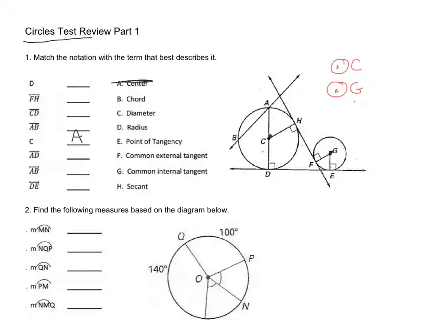Now a chord is really any segment that goes from edge to edge of the circle. So there could be lots of chords. If you think about segment AB, that would be a chord because it goes from edge to edge. Technically AD is a chord as well, but we also give that a special name because it goes through the center. So our chord really is AB.